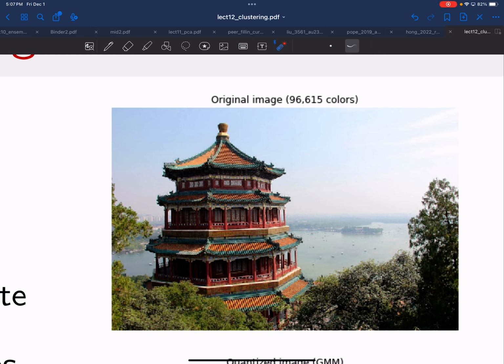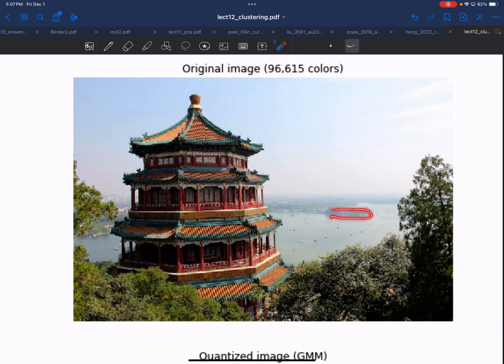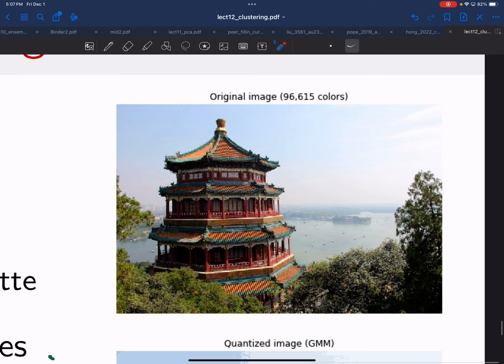In total, we have 96,000 unique colors in this image. If you look at things like the horizon, you can see that there's a very gradual change in the color from blue to pink and so on. You can also see that there's an island here, there's a bridge here, and so on.